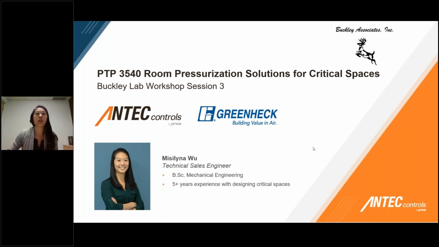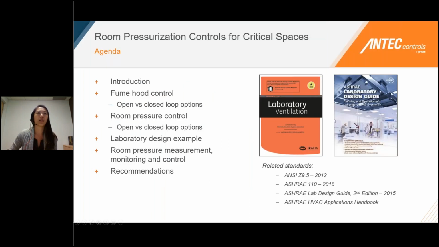So just to start off, we're going to talk a little bit about some background of critical spaces and room pressurization and what that means. And then we're going to go into fume hood control and talk about how we control airflow through a fume hood through either open or closed loop options. And then we're going to take a step back and look at the bigger picture and look at how we pressurize the entire space of a lab. And then again, for this one, we have open and closed loop options as well that we'll discuss.